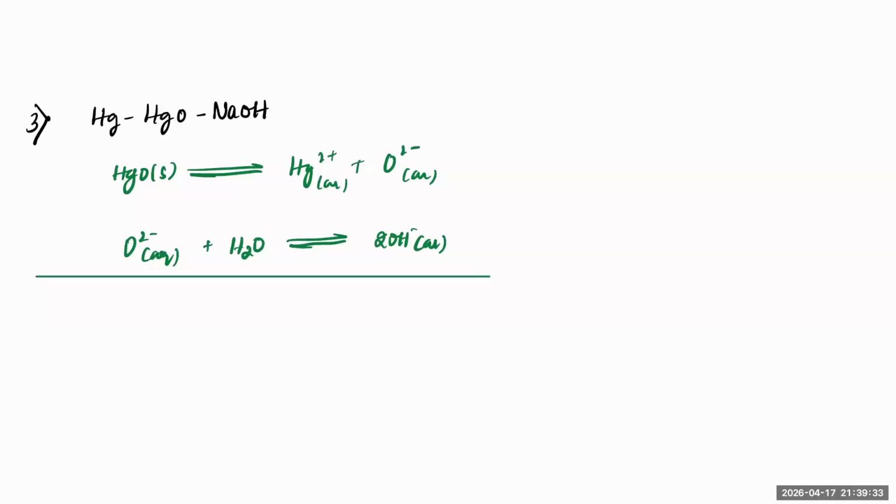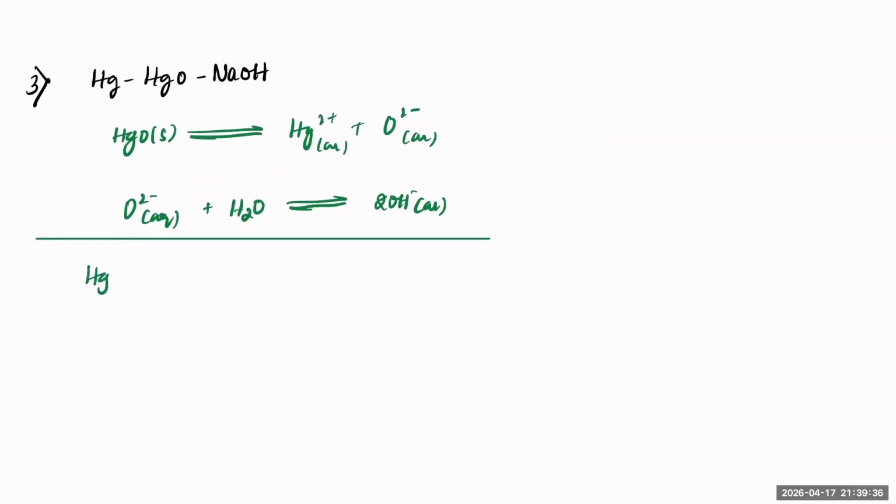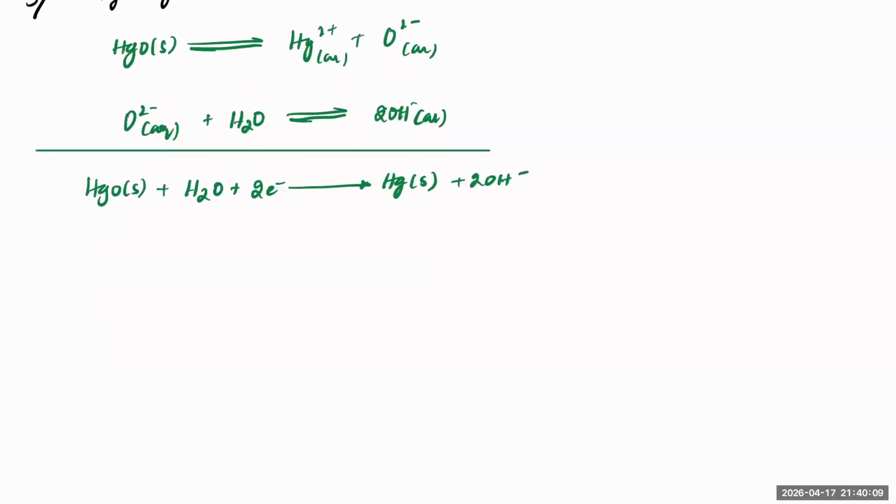And if I add both of them, then it appears like HgO solid, right? Sorry, there is water also. I need to add water also. So HgO solid plus H2O plus 2 electrons, and that is giving out Hg solid plus 2 OH minus. Okay. So you can see mercury oxide is getting reduced to mercury this way in basic medium.